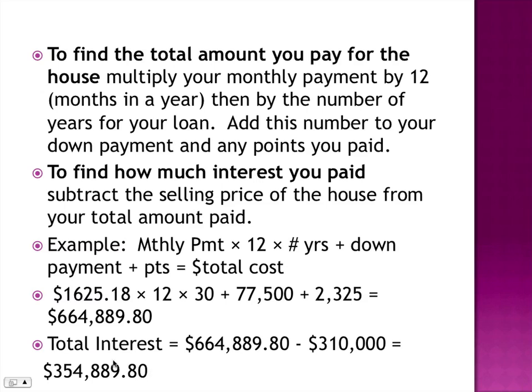And you'll see that you end up paying more in interest than what the house even cost in the first place. And that's very common that you almost double or more the price of the house when you have to take out a 30-year mortgage. So there's a lot of money going into interest when you buy a house.